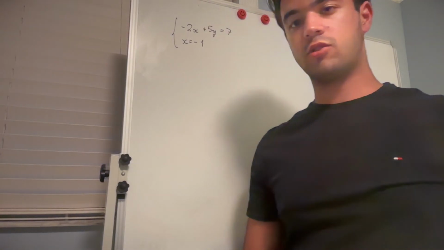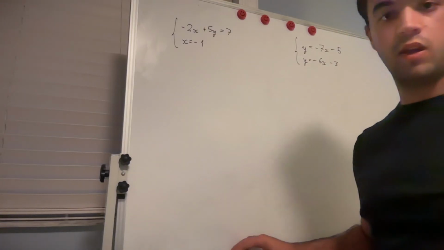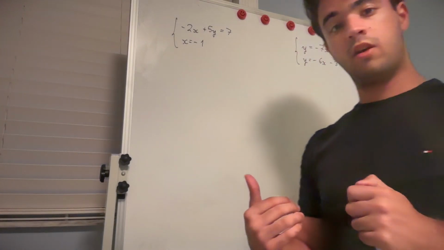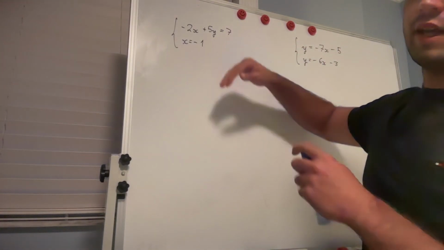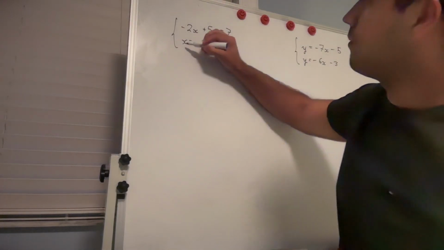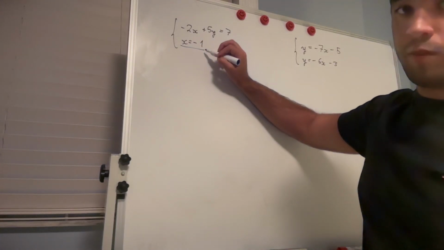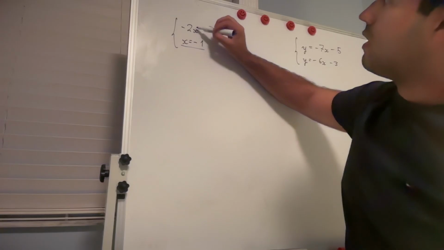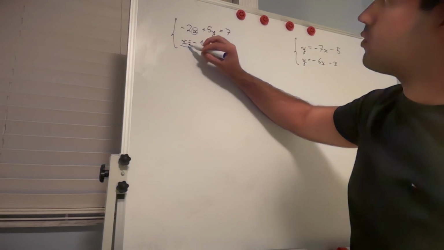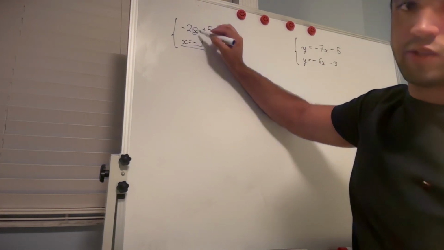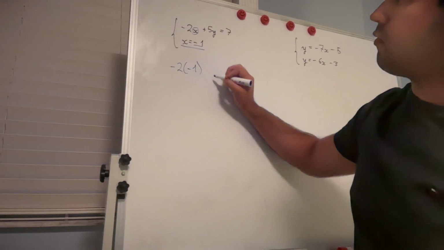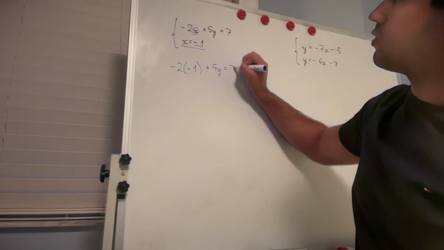The next method I'll be using to solve these systems of equations is the substitution method. What that means is we're going to substitute one variable from one of the equations into that same variable in the other equation. Now, what do I mean by that? Here, I can see that x equals -1, which means that this value right here, which is also x, must be equal to -1 as well. So I'm going to substitute -1 into this x over here. So I'll end up with -2 times -1 plus 5y equals 7.